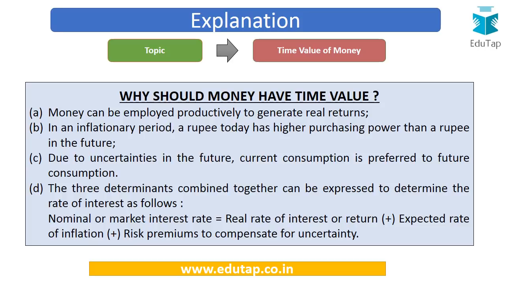So the nominal or the market interest rate is going to be the real rate of interest, plus the expected rate of inflation, plus the risk premium to compensate for uncertainty. If we combine these three elements, we get the market interest rate or the nominal interest rate. So that's the reason money has time value.